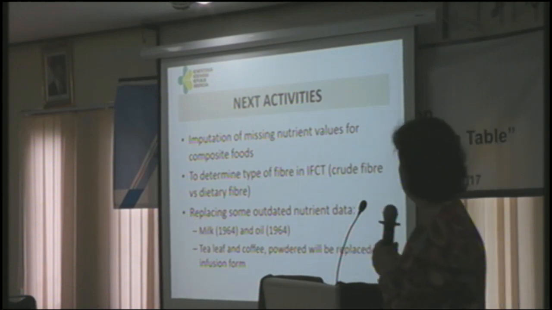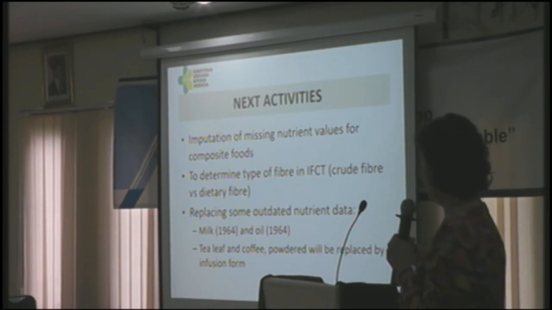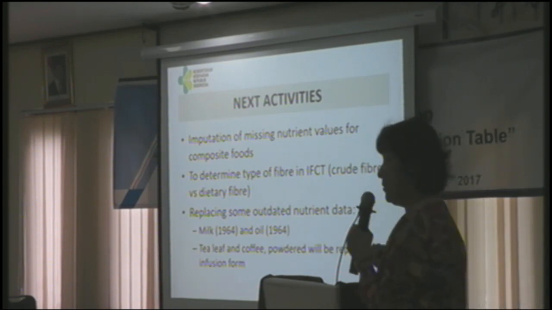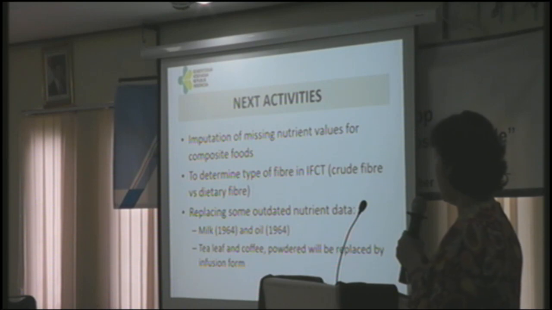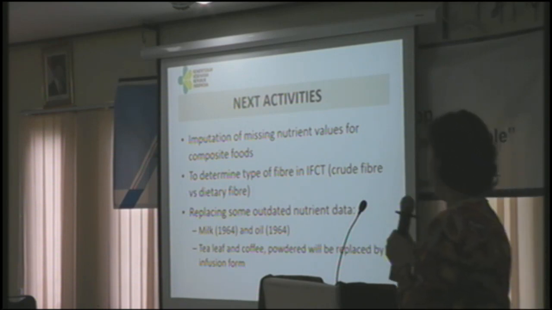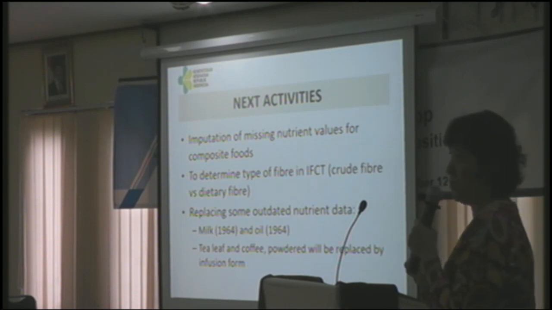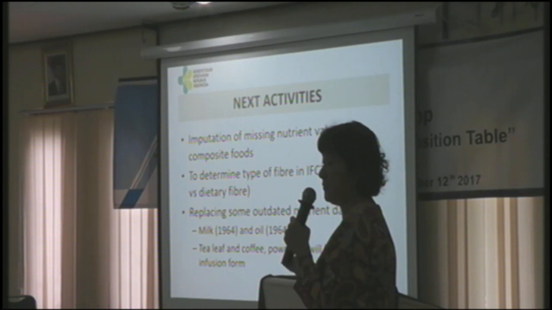And also the next activity, we will do imputation of missing nutrient values for composite food, to determine the type of fiber in Indonesian FCT, which one is food fiber and which one is dietary fiber, because it's important when we want to know the intake of fiber, and replacing some outdated nutrient data. For example, in FCT 2009, milk is from a nutrition database from 1964, and oil also. And tea as a leaf, and coffee as powder, will be replaced by infusion form, because no one, or maybe very few people, commonly consume the leaf rather than the infusion form of tea.